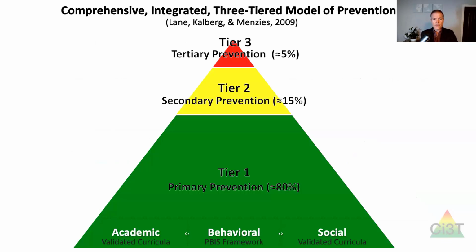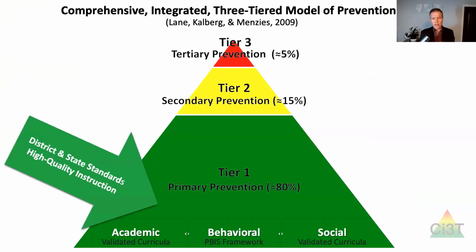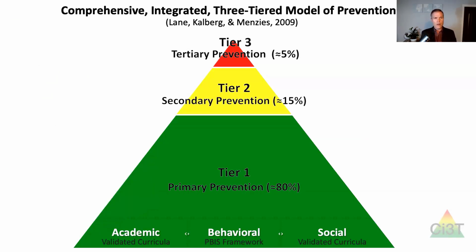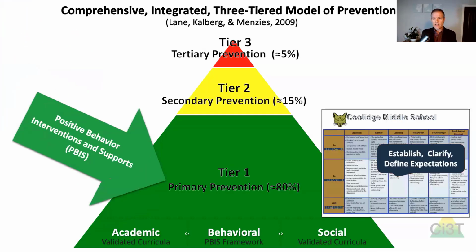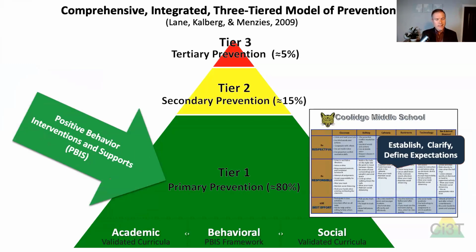So we integrate all those across the tiers, and we make sure that we're providing all the instruction, core high quality instruction to meet the state standards, and everything that we need to meet for all of our statutes and regulations, of course. We include, for behavior, positive behavior interventions and support. So we're explicitly teaching the behavioral expectations across school settings, providing opportunities for students to practice those expectations and to get reinforced for meeting those.